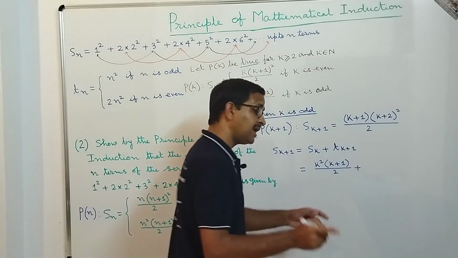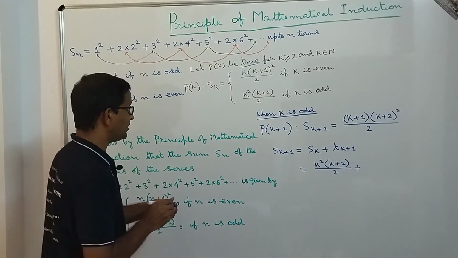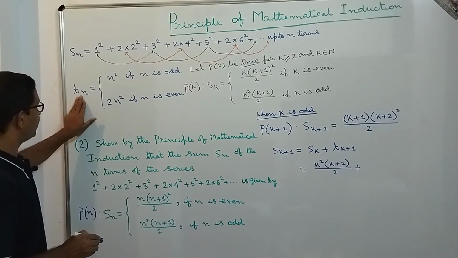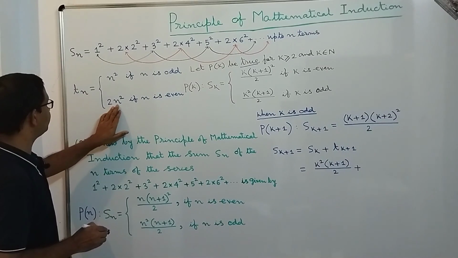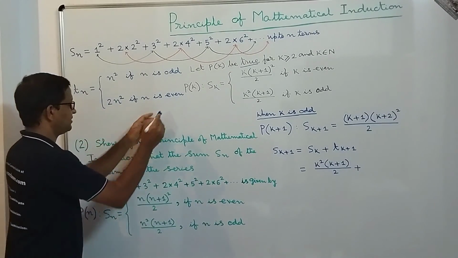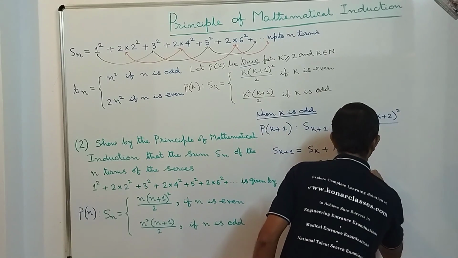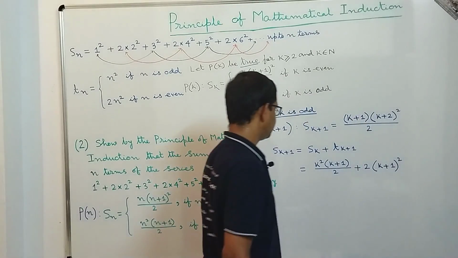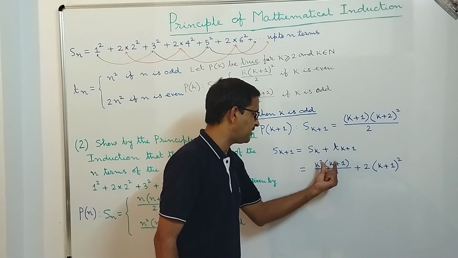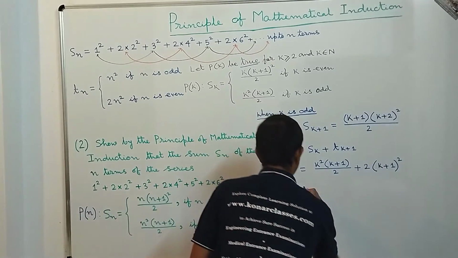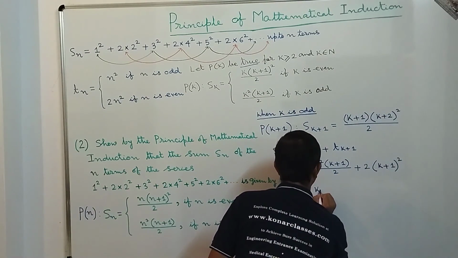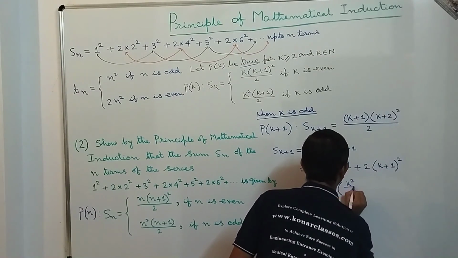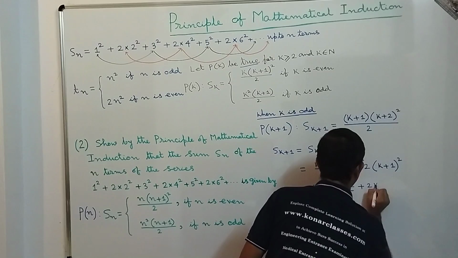Plus we need to write tk plus 1, where k plus 1 is what? K plus 1 is even because k is odd. Now tk plus 1, when k plus 1 is even, should be 2 into k plus 1 whole square, because this is the branch you should take. So you can write 2 into k plus 1 whole square, correct? So now what we can do, dear students, we can take k plus 1 common from both the sides. If we take k plus 1 common, then what we are left with, here we get k square by 2 plus 2k plus 2.